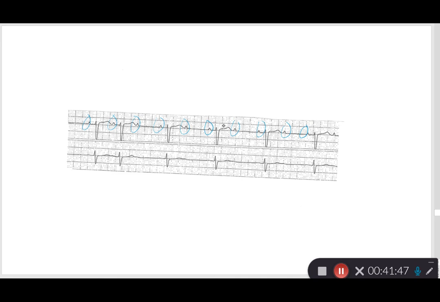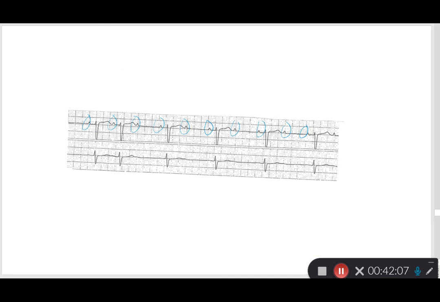Could it be a second degree type 1? Do we have a longer drop? I don't see any longer elongating of this PR interval. My PR interval stays consistent, so it's not a second degree type 1. Could it be a second degree type 2? Do I have more P's than Q's? Then you have a Mobitz 2.